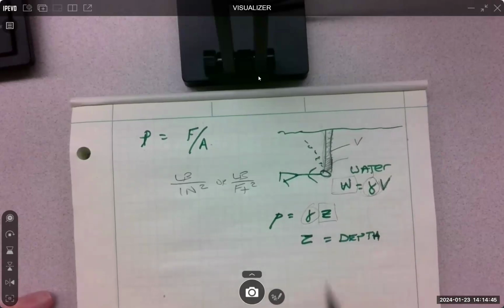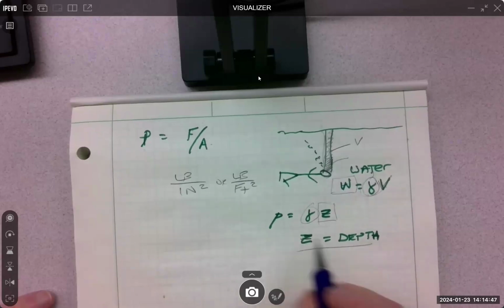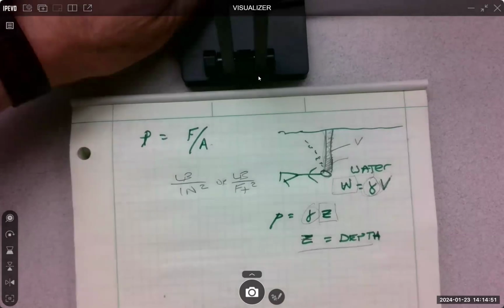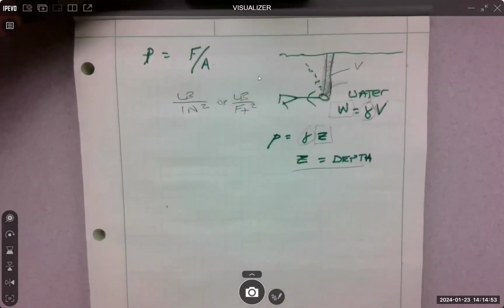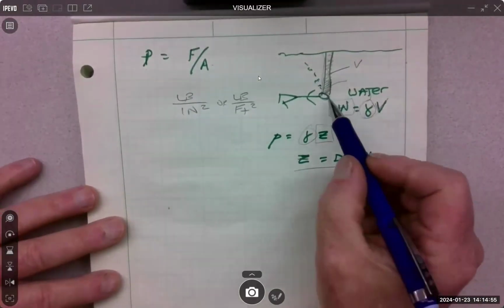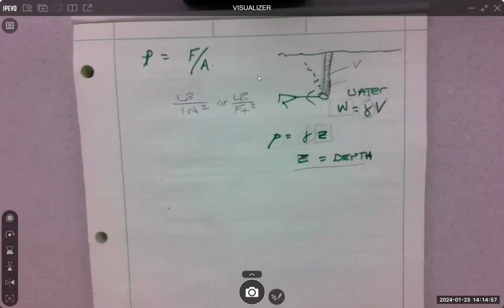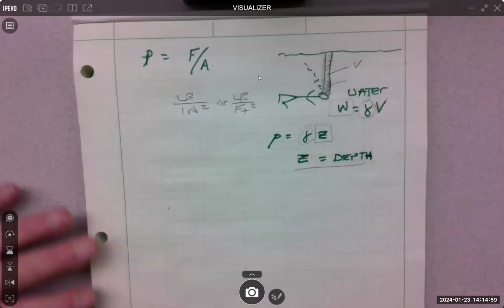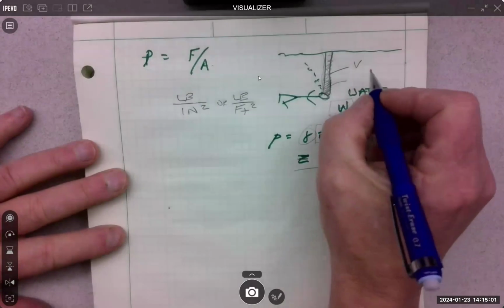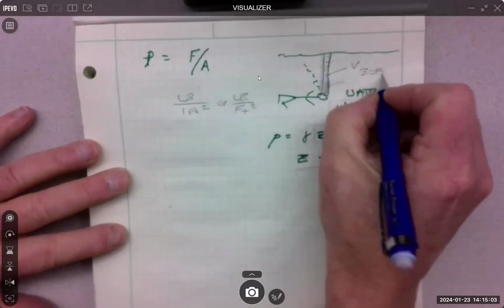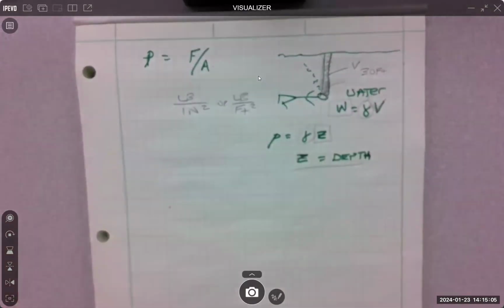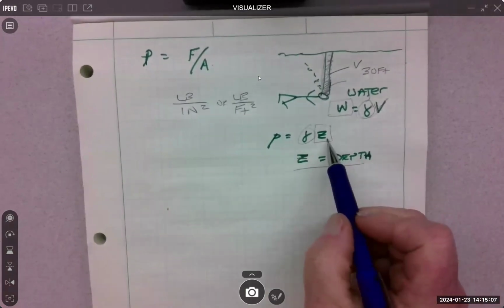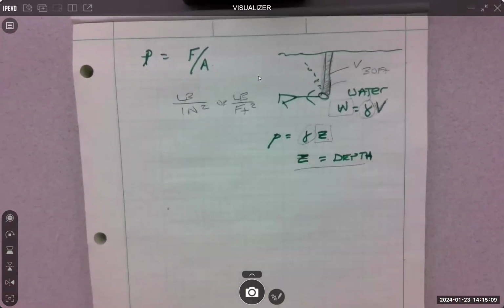So when they refer to depth, they call it Z. Other books will call it D, and even this book will call it D at some point. So it's kind of odd. But let's say my scuba diver here is at some depth, we'll say they're at 30 feet, right? 30 feet of water. So that's going to become my Z. I just need this specific weight of water.